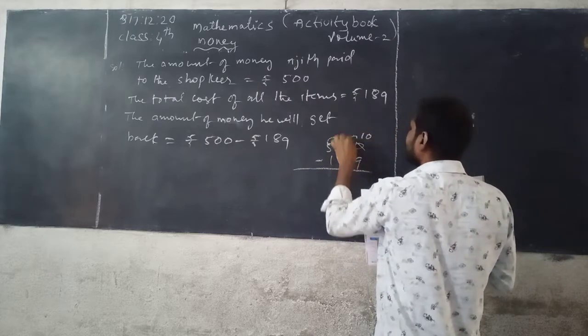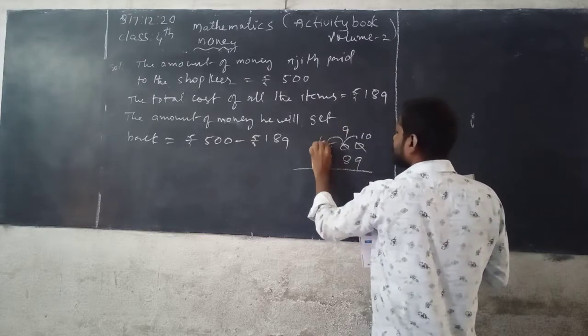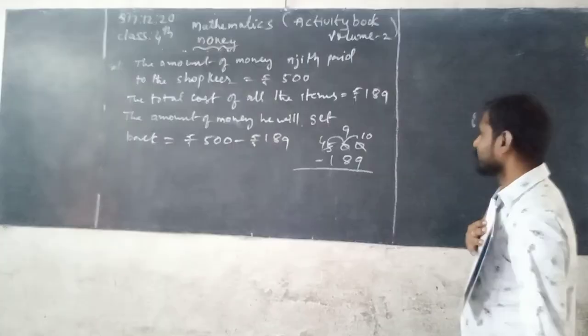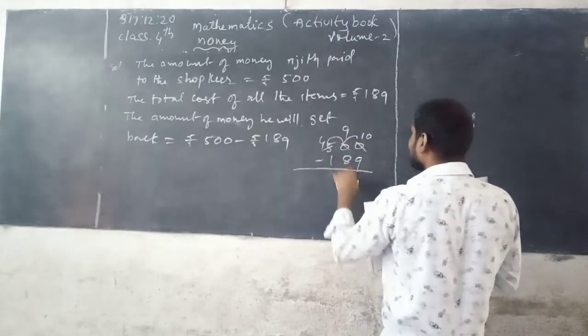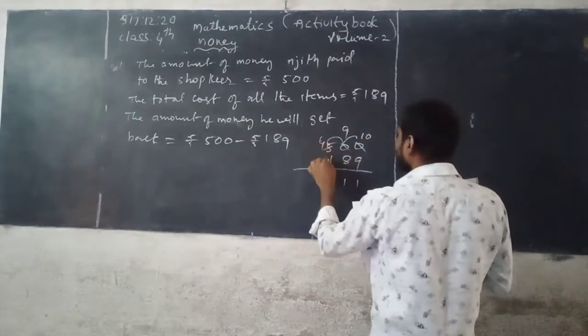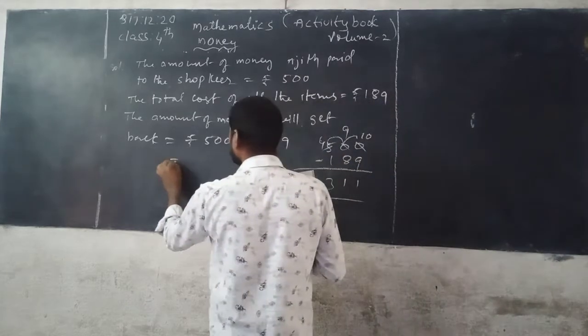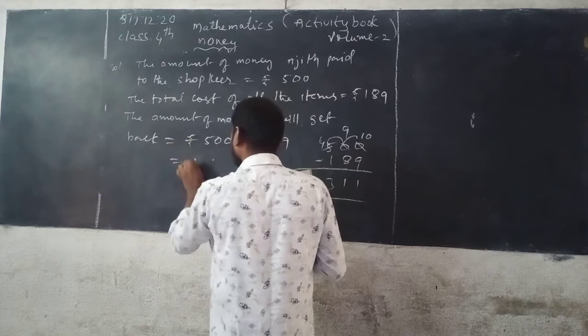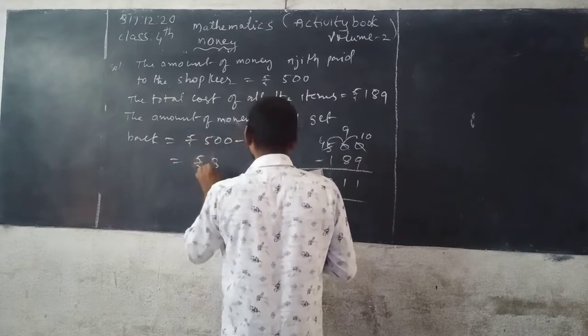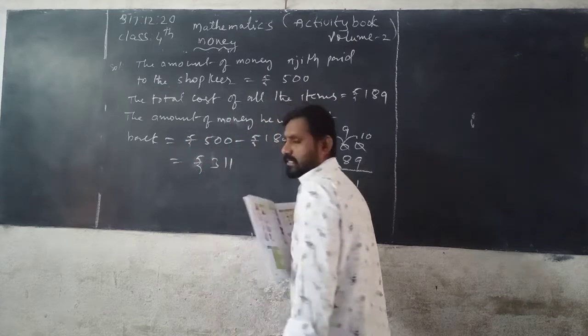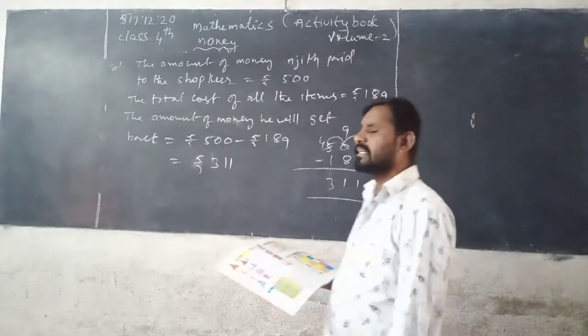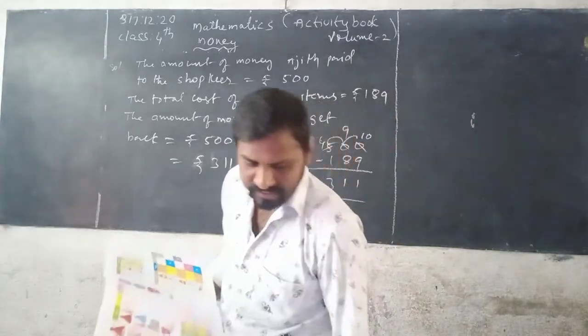Here 10, 9, 4. See here, 10 minus 9, 1. 9 minus 8, 1. 4 minus 1, 3. So you can get 311 rupees. What is the change? 311 rupees. Write down everybody.